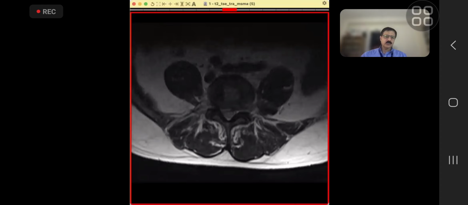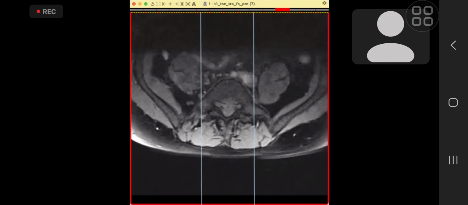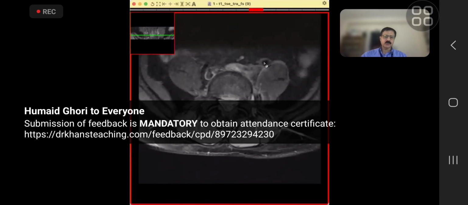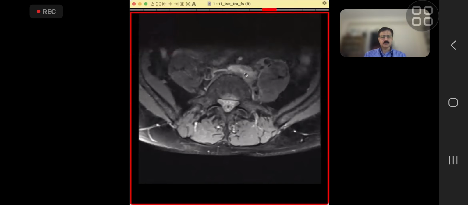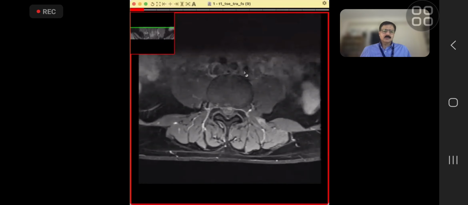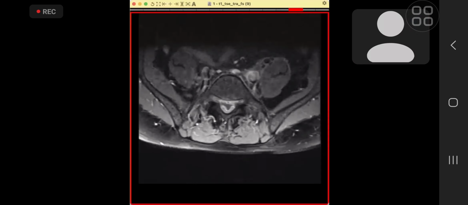Okay, I will give you more sequence. Just 1 second, please. Okay. Post contrast, over to you. You can scroll, please. So in the opposite, I believe this is L5 because I can see the iliolumbar ligament. There is abnormal. This is L5-S1.